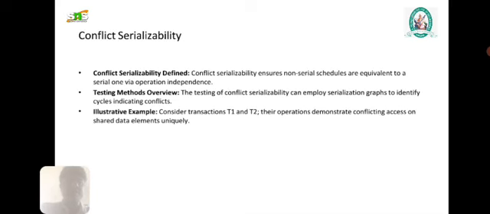Next is conflict serializability. Conflict serializability ensures that non-serial schedules are equivalent to a serial schedule, an overview of operation independence. And the testing method overview: the testing method is to employ a serialization graph and identify cycles, indicating conflicts. An illustrative example: transactions T1 and T2, whose operations demonstrate conflicting access on shared data elements.